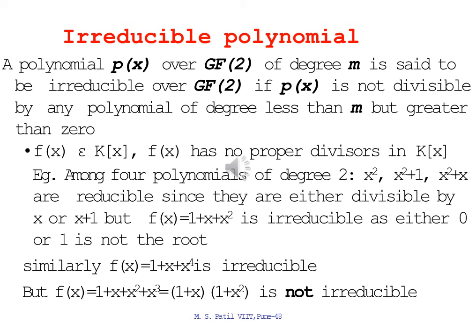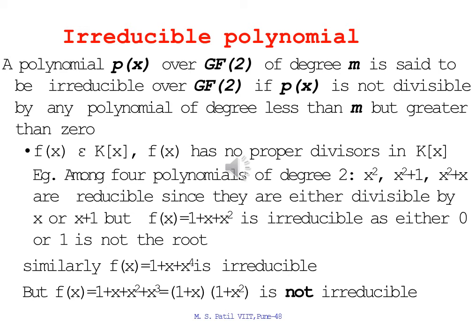Then what we can say, if it is not divisible, it means it does not have factors. So that is a simple concept. If p of x is not further divisible, then it is called an irreducible polynomial. So f(x) is a polynomial from the set of polynomials K[x]. If f(x) has no proper divisor in the set K[x], that is among the 4 polynomials of degree 2.